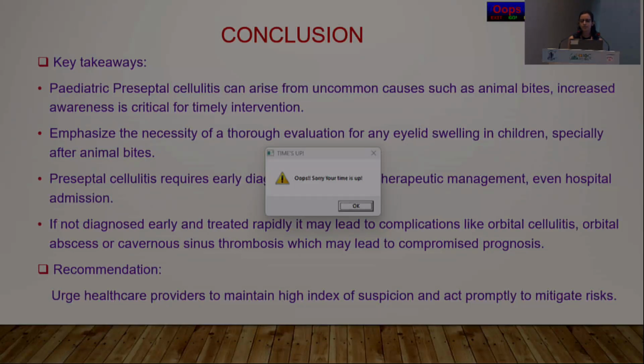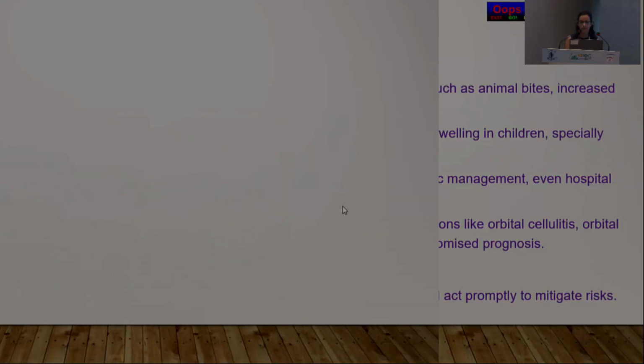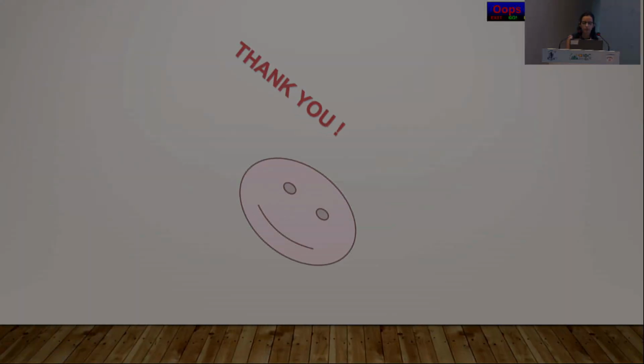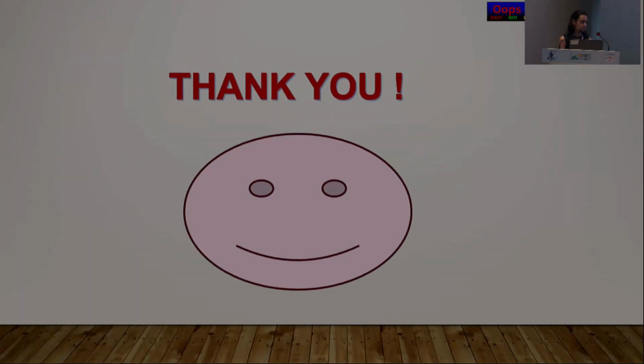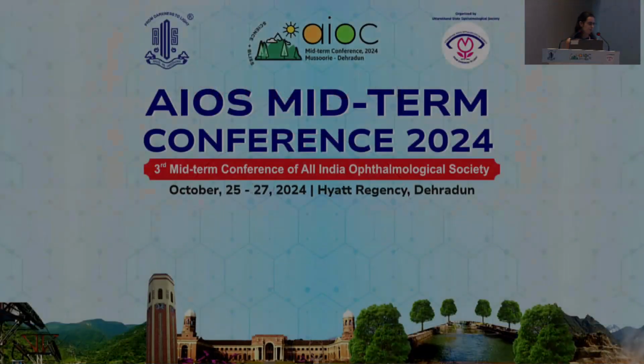So in pre-septal cellulitis, it is important that we treat the patient immediately and that it regresses rapidly, so that the patient does not go on to serious consequences. Thank you. Any questions?